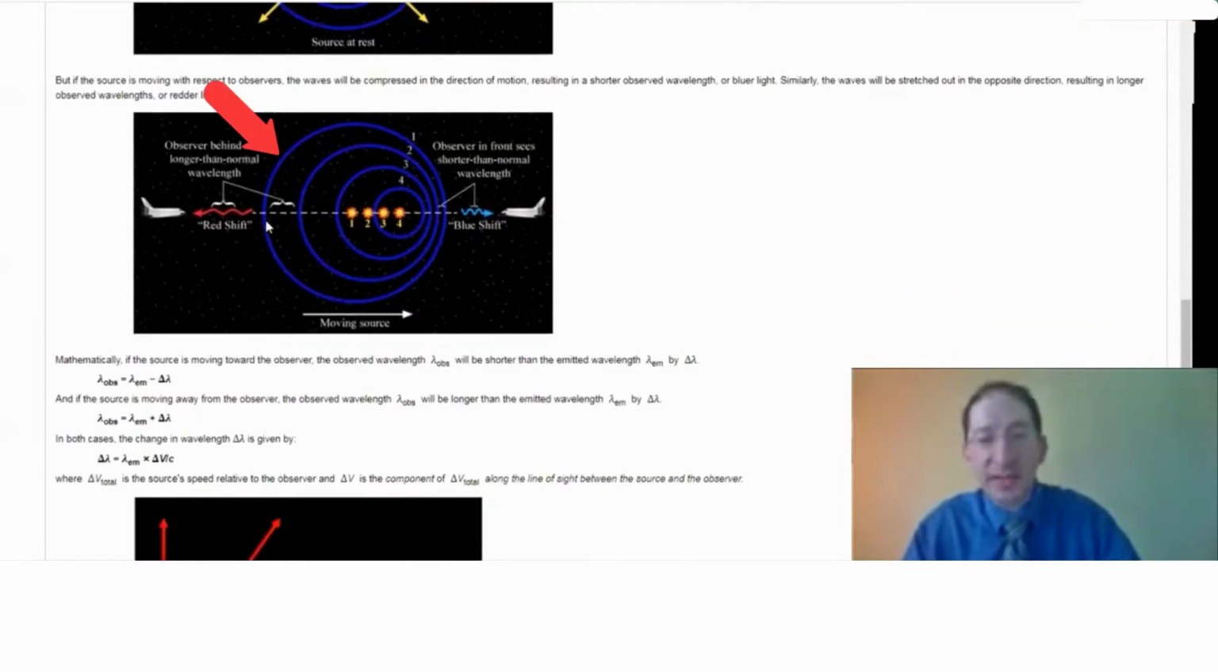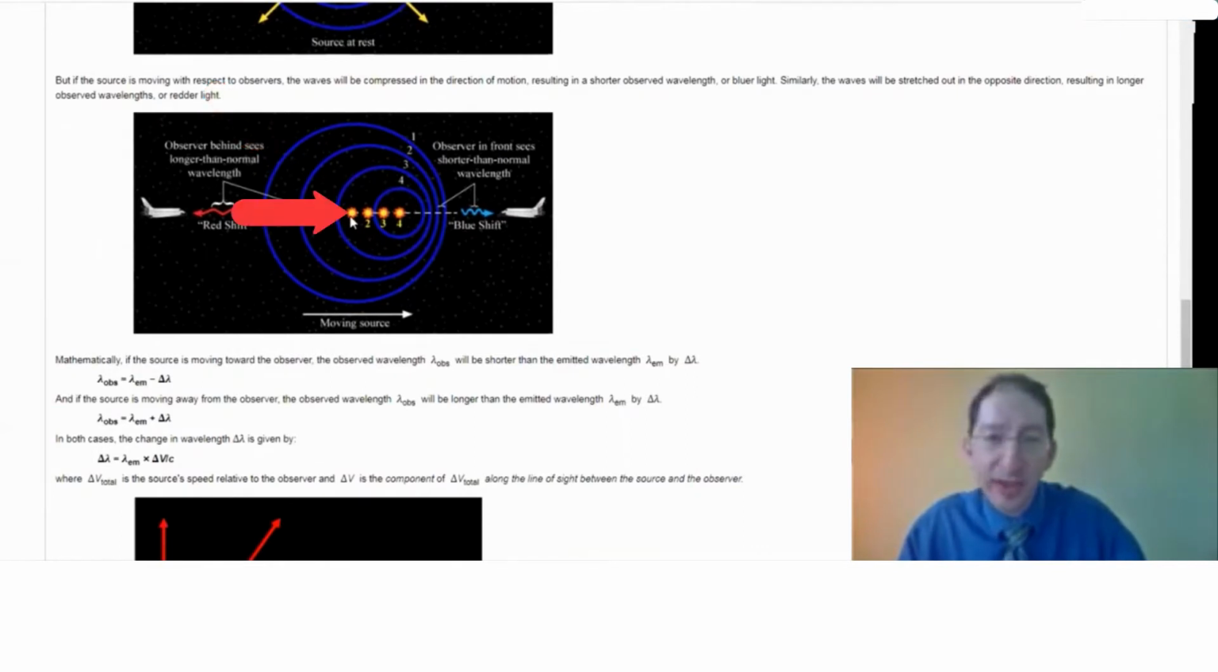Here we see the crest that was emitted at time 1 when the source was at this location. Here we see the crest that was emitted at time 2 when the source was at this different location, the crest that was emitted at time 3 when the source was here, and the crest that was emitted at time 4 when the source was here.